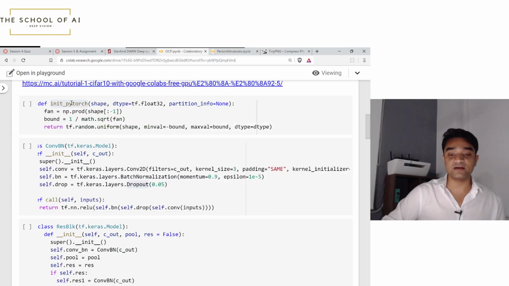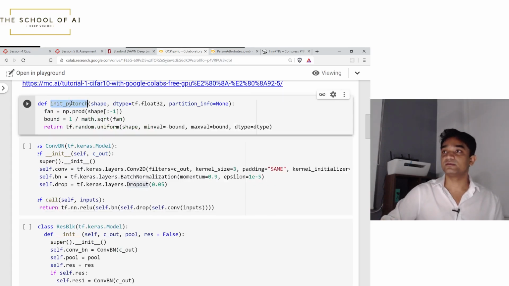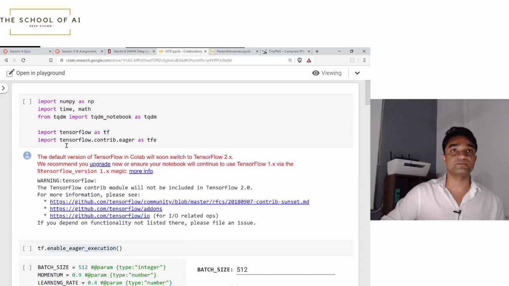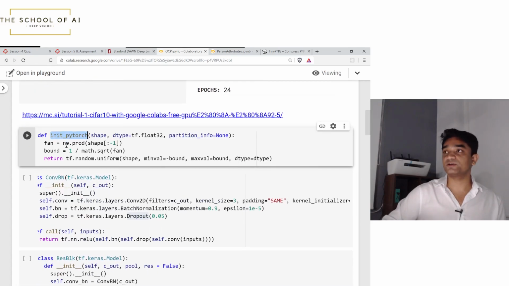Why are we initializing our network in a PyTorch fashion? We are not importing any PyTorch anywhere. It is just called init PyTorch because it wants to tell you that he's using the PyTorch way of initializing parameters. What is the PyTorch way of initializing parameters? It's Kaiming He initialization. Why are we using Kaiming He? Then more questions. So that's one session for us. We can't go inside that particular part. In Keras, we don't have Kaiming He.